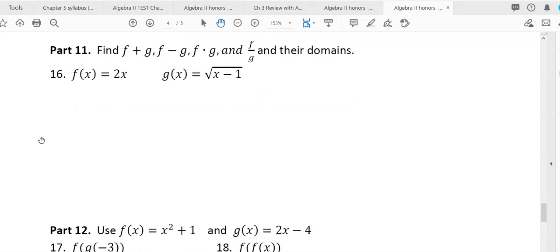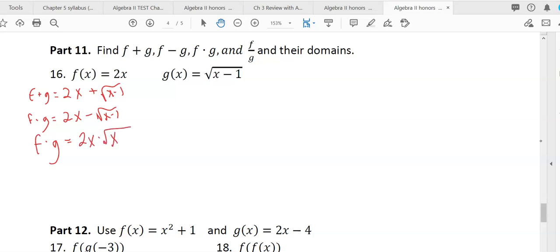So first we're just adding the functions. So f plus g, make sure you label these. So f plus g, we'll just be adding them. I don't think you have to simplify anything here. 2x plus square root of x minus 1. F minus g, make sure to label it, 2x minus square root of x minus 1. Not a whole lot happening there. Multiply the two, okay? F times g. So this will be 2x times square root of x minus 1.